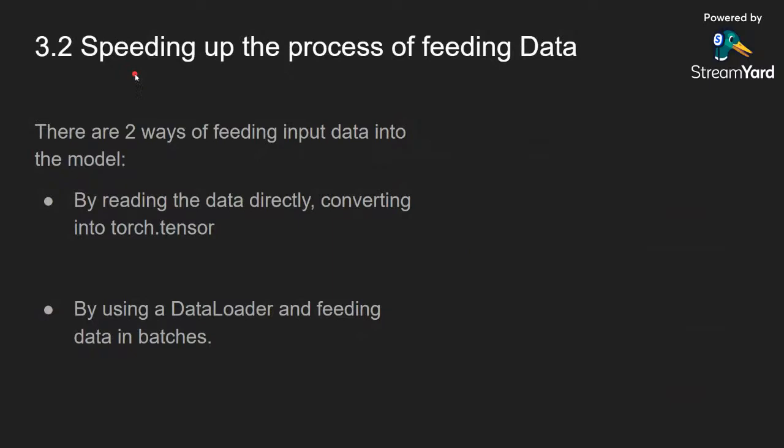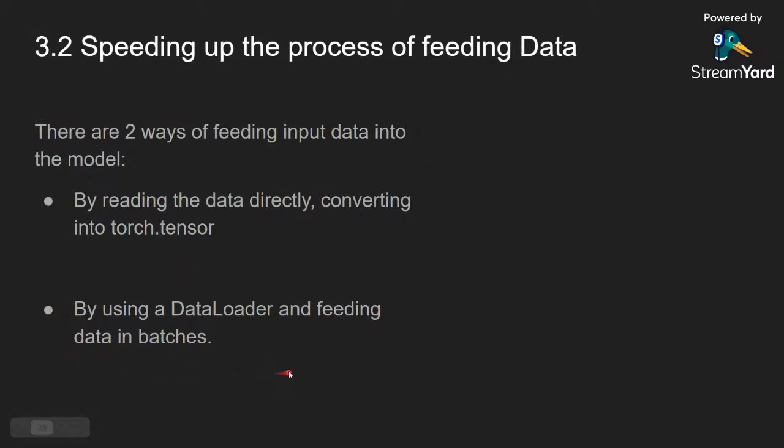So the other topic is speeding up the process of feeding data. When you're feeding the data to your PyTorch model, there are two broad steps in which this whole process is divided. One of the steps is that you can just read the data directly and convert it into a torch tensor. Let's say you want to do some work on tabular data. You read the data from a CSV file, for example, into NumPy, and then you convert it into a torch tensor, and then you split it, for example, and pass it to the model.